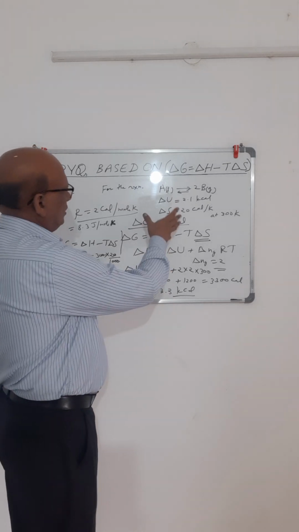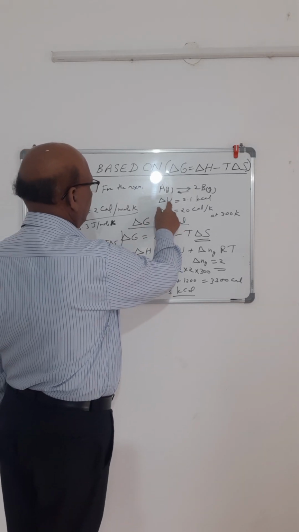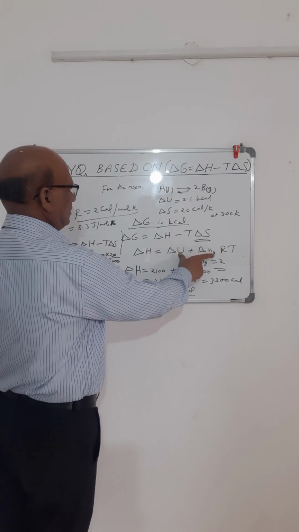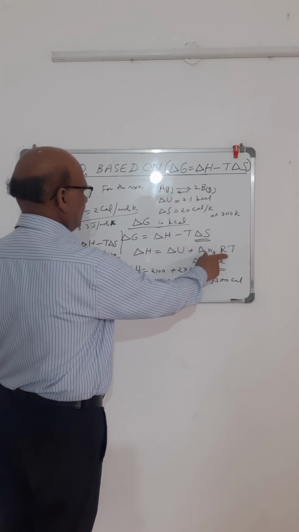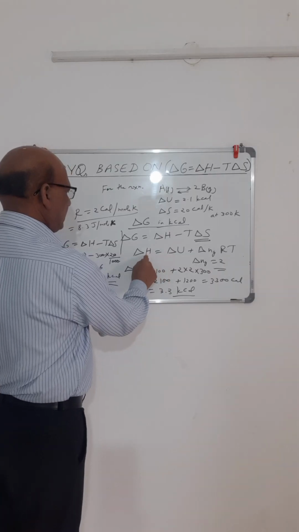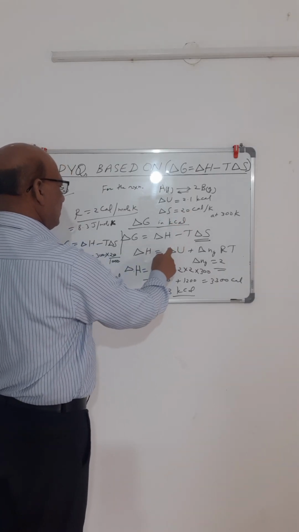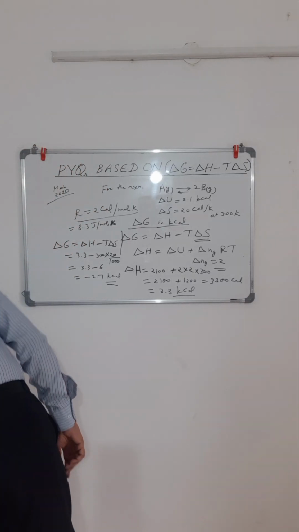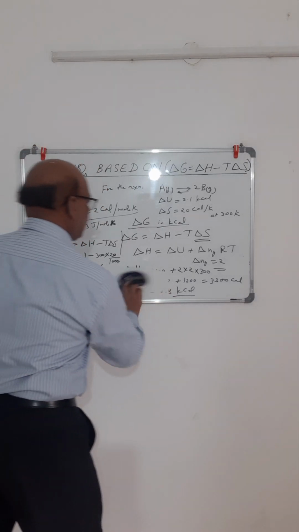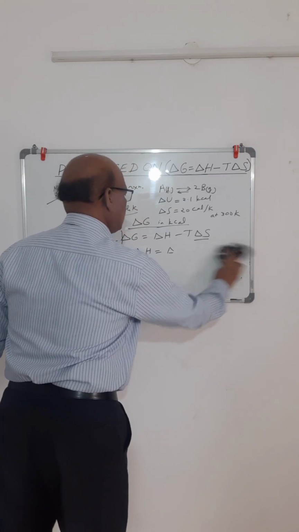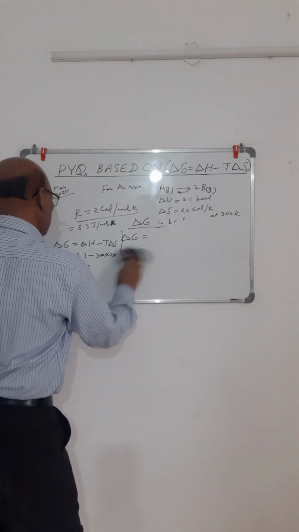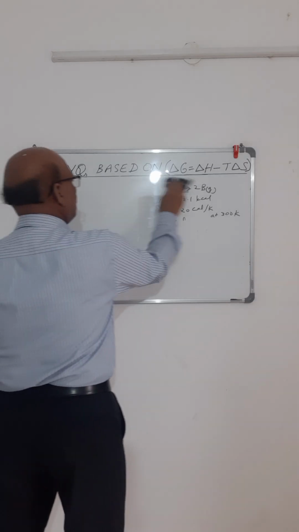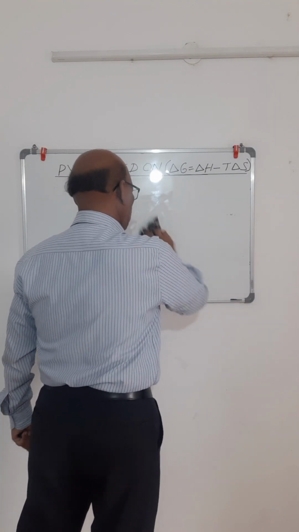So this is the numerical where you are given the values of delta U and delta S. First you calculate delta H by the formula delta U plus delta Ng RT, and then utilizing this delta H and delta S, you can find the value of delta G. With this, I conclude the session. I hope I have covered almost all types of numericals asked in previous exams, which use the formula delta G equal to delta H minus T delta S.